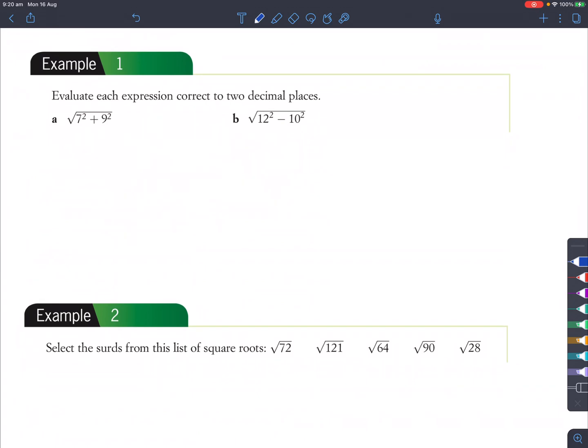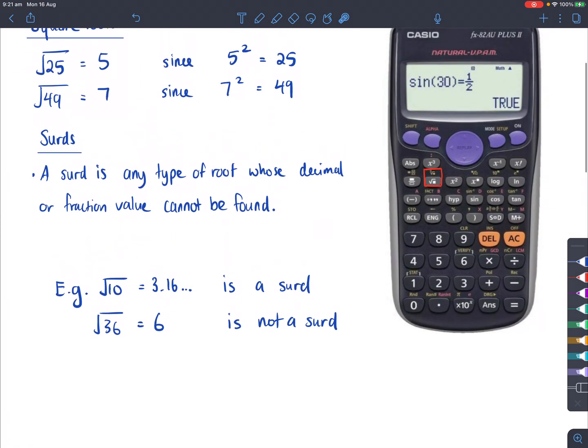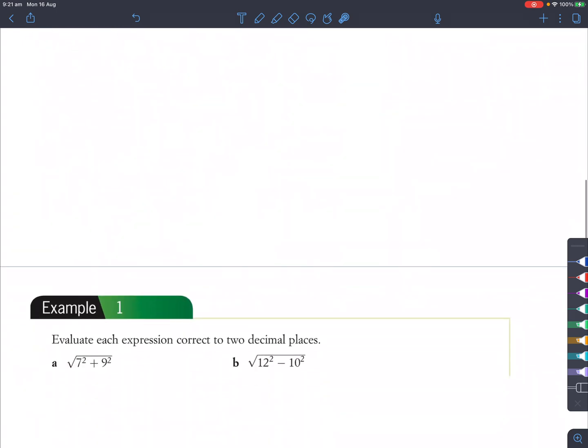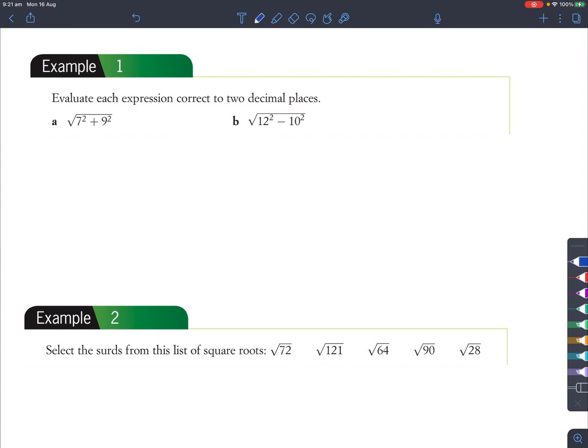Example 1. We have to evaluate each expression, correct to 2 decimal places. So to do this, just go to your calculator, type in square root of 7 squared plus 9 squared. I'm just letting you know that the square button is right next to the square root button, right there. So if you type that all in, you will get 11.40175, and it keeps going.